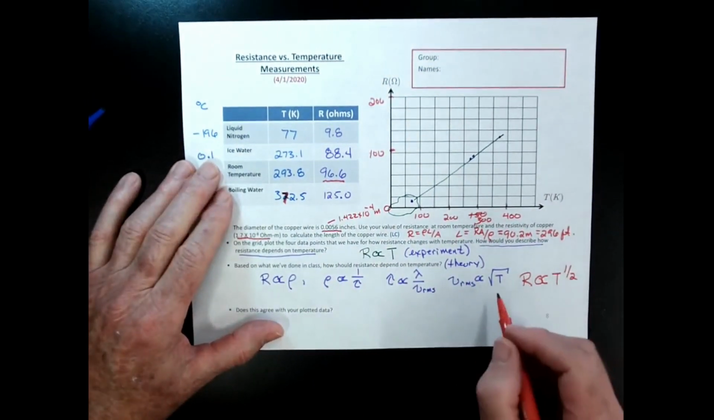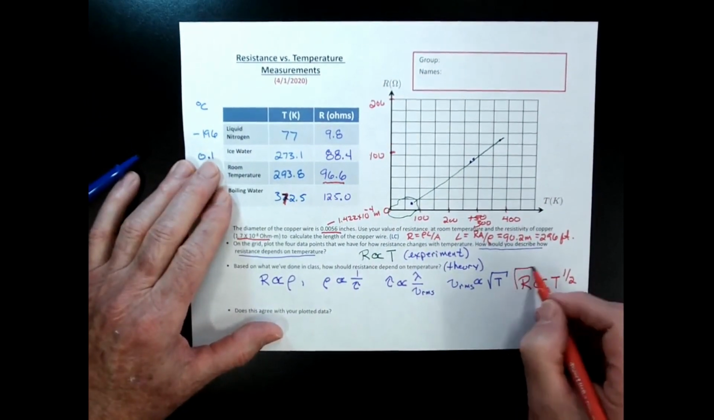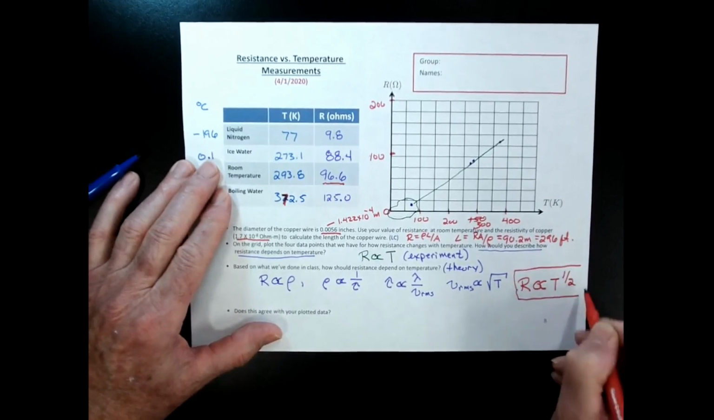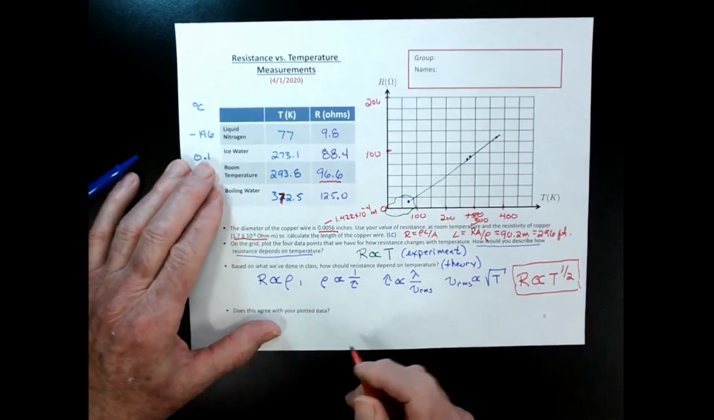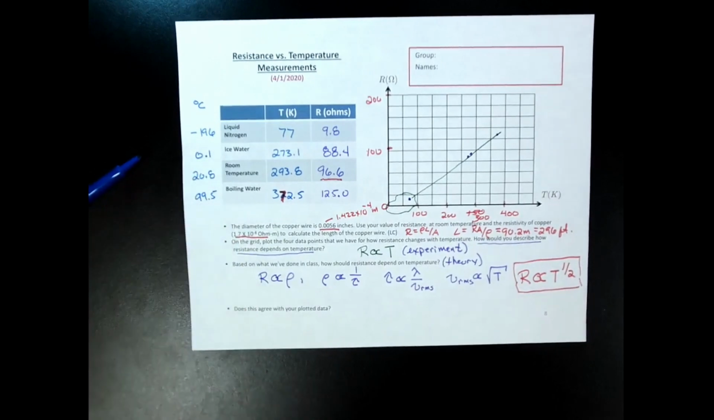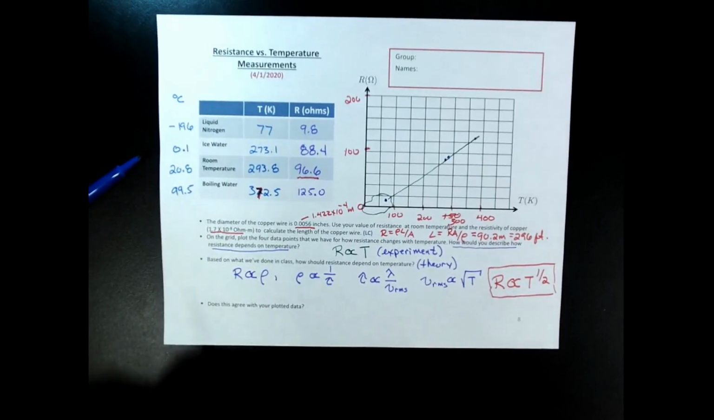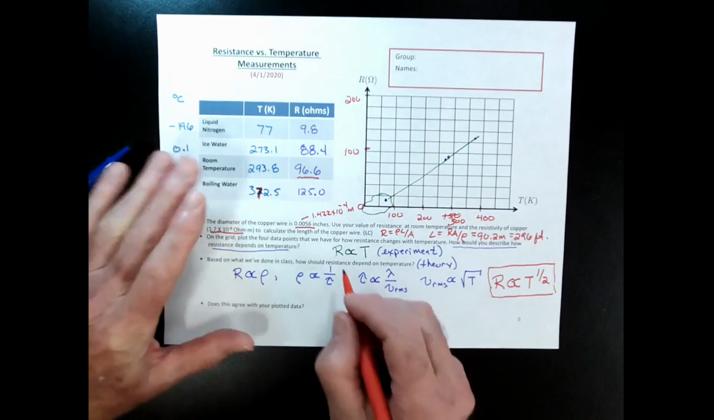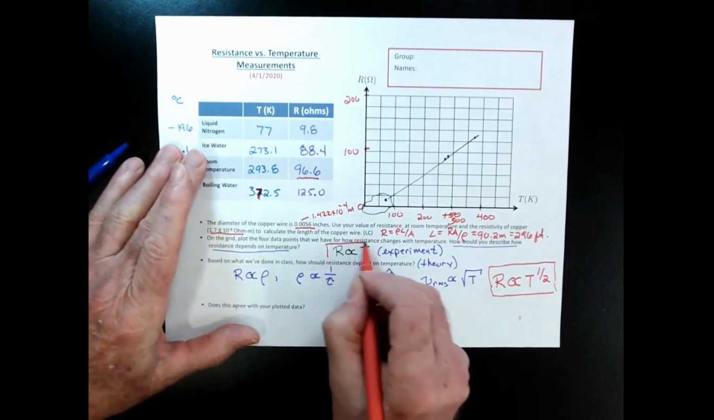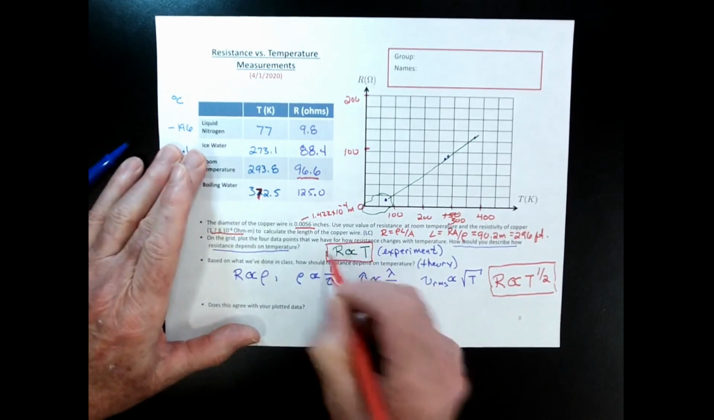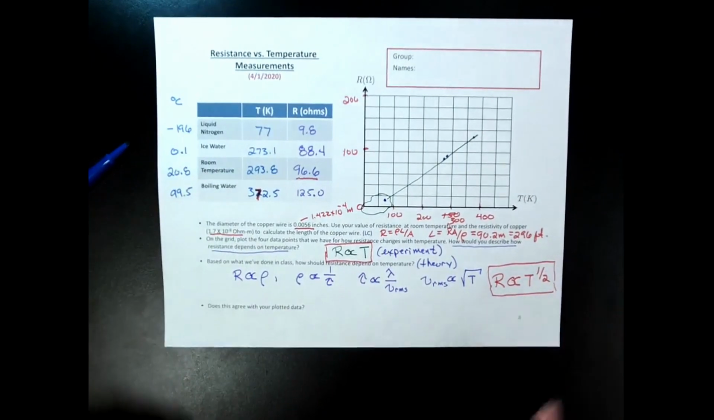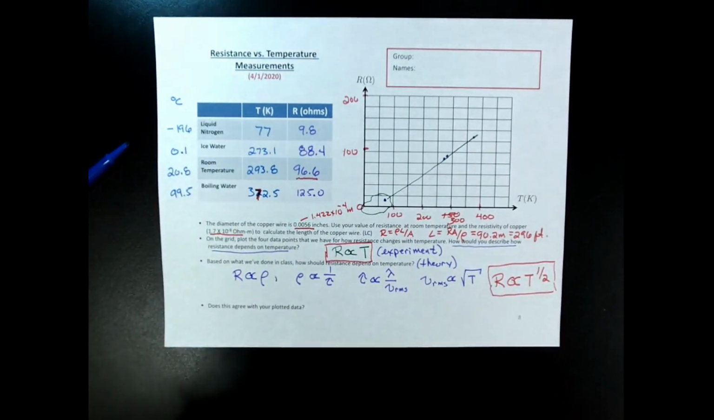So this is what the theory predicts. R is proportional to T to the 1/2. And the question here is, does that agree with your plotted data? And the answer, of course, is no. Our data, which is pretty clean data, says that the resistance, in fact, is directly proportional to the temperature, at least in this temperature range.